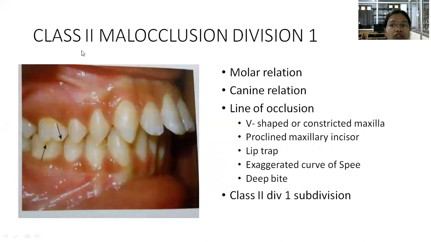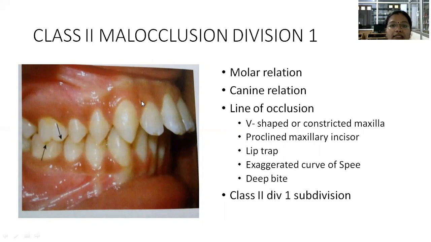Next comes the class 2. So Angle's has class 1, then class 2. So in class 1 you will have your mesiobuccal cusp. In class 2, it is the distobuccal cusp of the maxillary molar that lies in the mesiobuccal groove of the lower first molar. So this is the class 2 malocclusion. Okay. Canine, again, the opposite of the class 1. The distal slope is occluding at the mesial slope of the lower canine. And again, the line of occlusion.